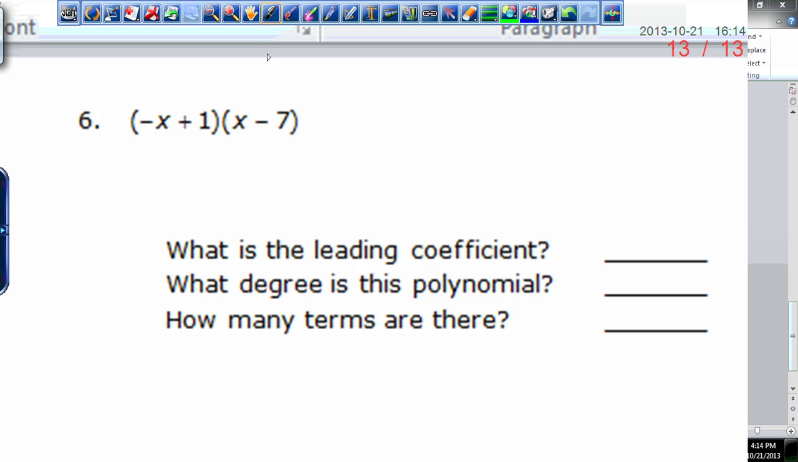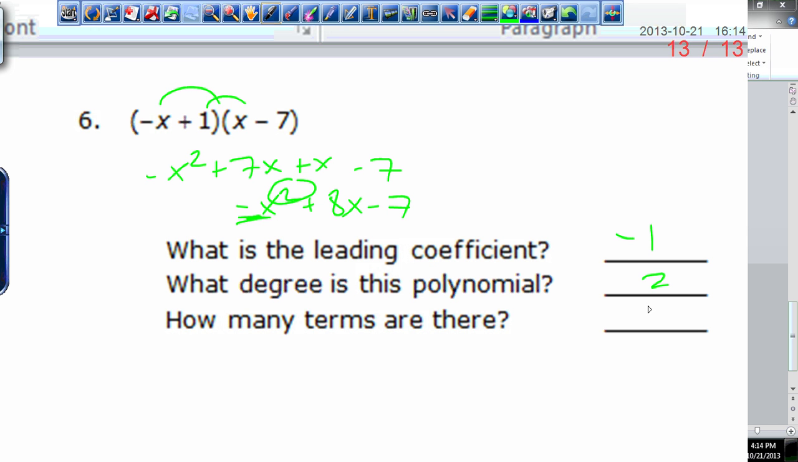And lastly, number 6, negative times a positive x is negative x squared. Negative x times negative 7 is positive 7x. 1 times x is x. And last is negative 7. So I get negative x squared plus 8x minus 7. Leading coefficient this time, if we don't have a visible number there, it's 1. In this case, it's negative, so it'd be negative 1. Degree, still 2. How many terms are there? We still got 3. 1, 2, and 3.